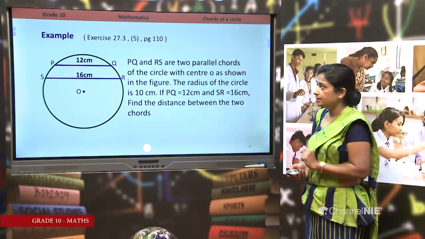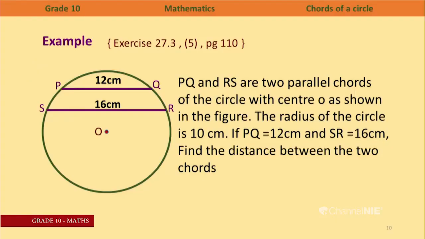So here, you should take your textbook and turn to page 110. You can see exercise 27.3. I have taken the fifth sum. You have to see that sum, the diagram. Then I am going to read the sum. Look at the diagram and then you have to read the sum.